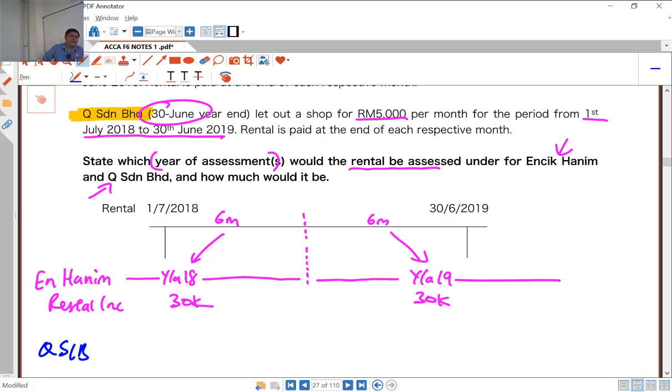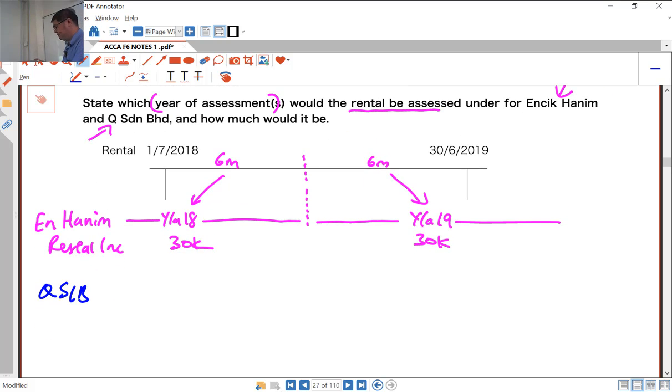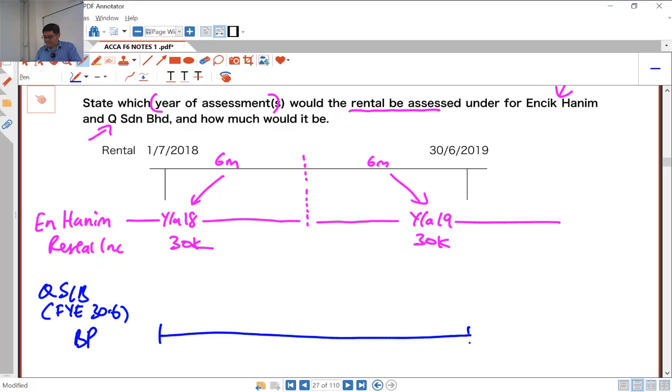How will that be different? Because Q is a company, it uses financial year end, correct or not? And because it uses financial year end, you follow their accounting period. So if you follow their accounting period, you will get their basis period to be 1st July to 30th June, and that is the basis period for Y19.